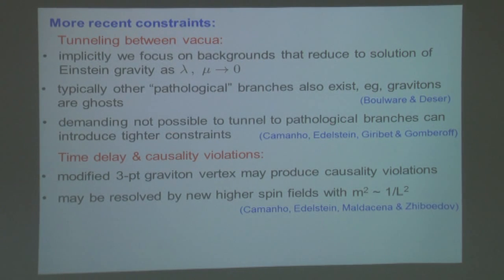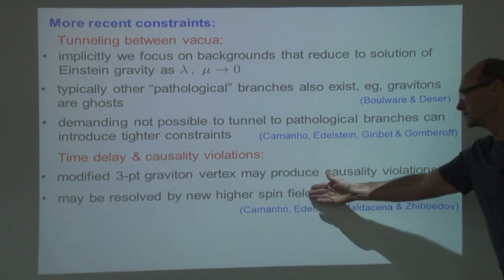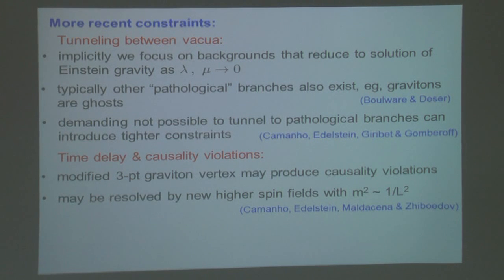But they went on to say that perhaps that can be resolved by introducing an infinite tower of higher spin fields. But the masses of these fields would be of the order of the curvature scale in your theory. And so that's saying that, well, I can play with this model, but I have to accept that it's an incomplete model and that there must be other degrees of freedom to make it into a real theory of gravity or quantum gravity.